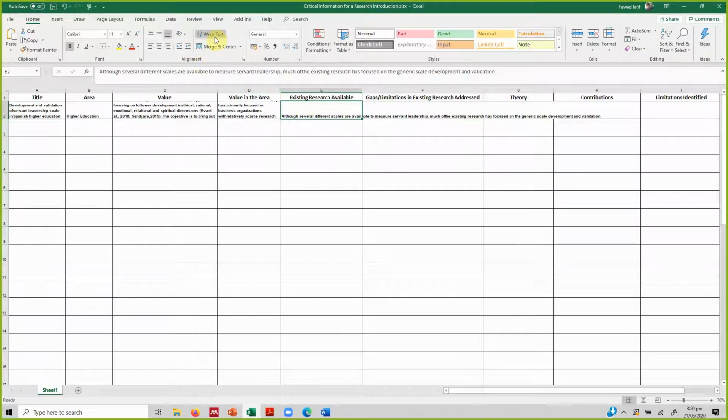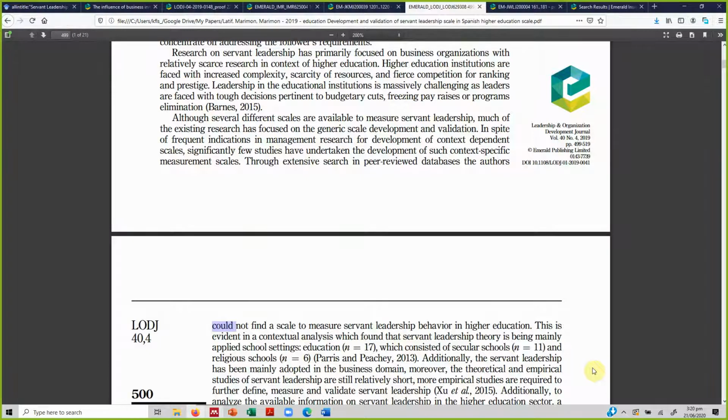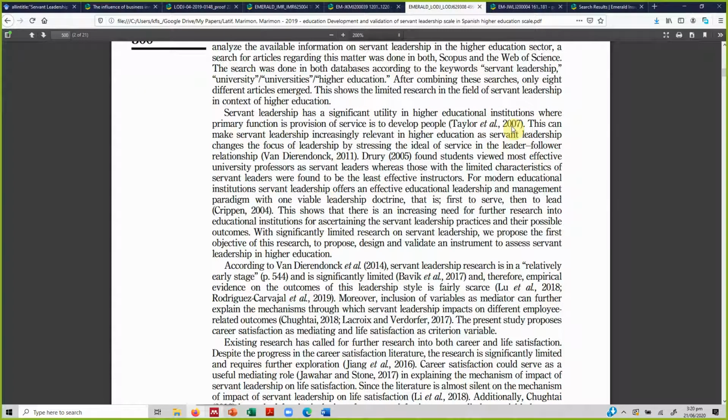Obviously, this is not the only limitation that this paper addressed. There are other limitations as well. And if you read through this paper, what we come across is this paragraph. Obviously, this is my paper so I know where the things are, but whenever you are doing your research you have to read the paper, maybe the introduction 3 or 4 times, in order to identify where the actual information is.